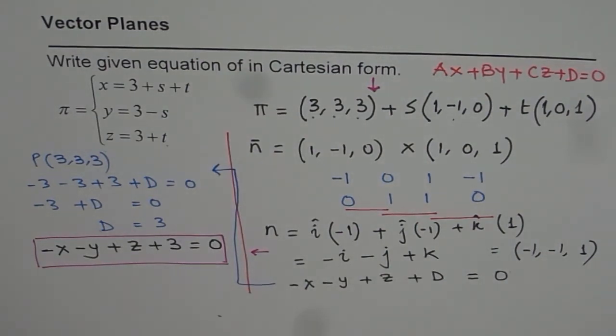I hope the solution is absolutely clear. The idea is, if you are given the parametric form, get the direction numbers, cross multiply them to get the normal, and use the point to get the equation. So these are the steps to be followed to get the equation of a plane in Cartesian form.